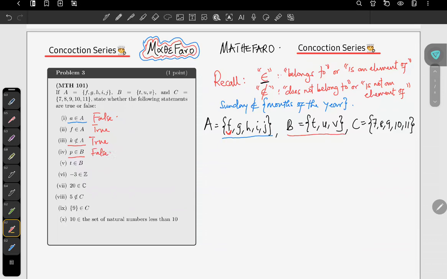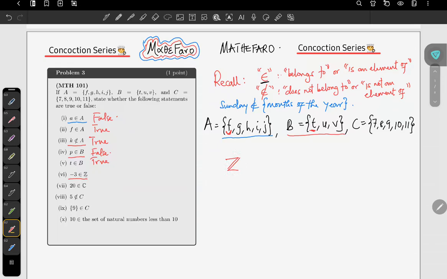The next one, T is an element of B, which is true. We can truly see that T can be found in the set B, so that is true. And the next one, which we have to be very careful about. The question says -3 is an element of Z. So the question is, what does that Z stand for? It is one of the number systems that we have.